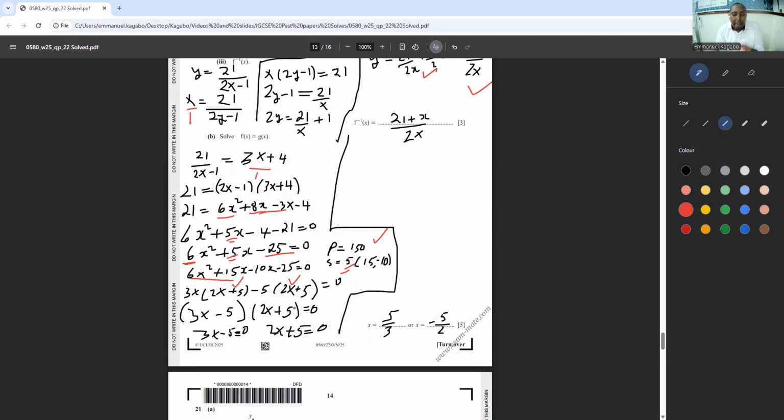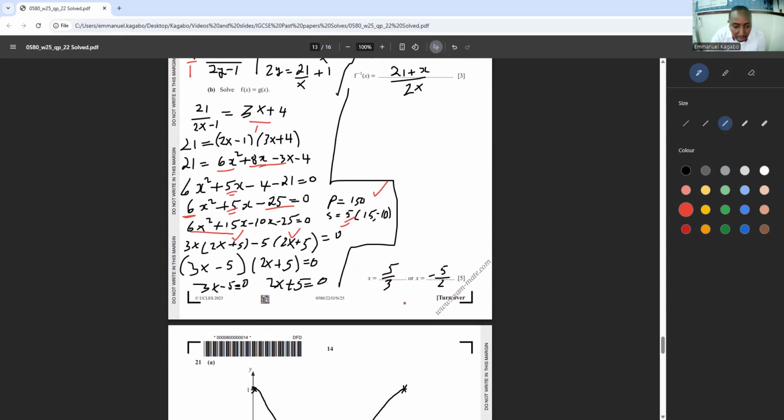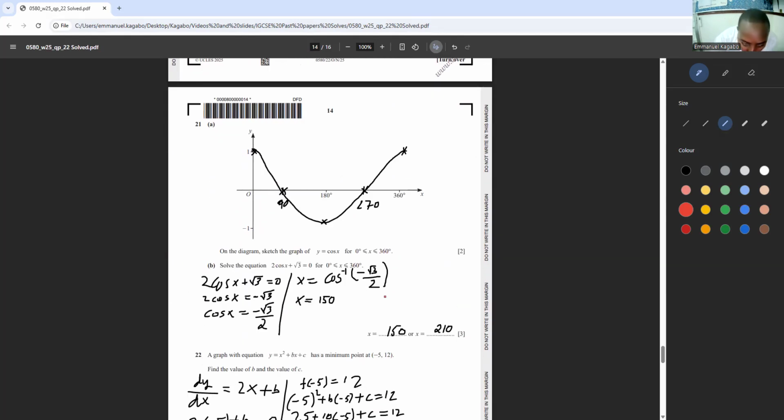When you're multiplying two numbers and get 0, that means one of them is equal to 0. So I get 3x minus 5 equals 0, and 2x plus 5 equals 0. When you solve, x will be 5 over 3 and minus 5 over 2. Okay, very good. Question 21.